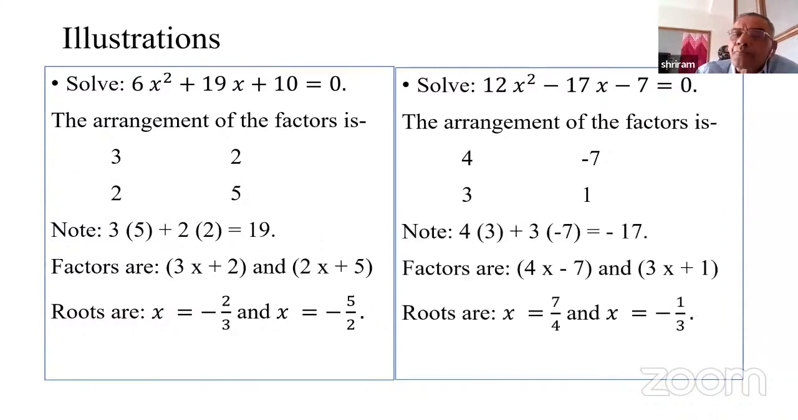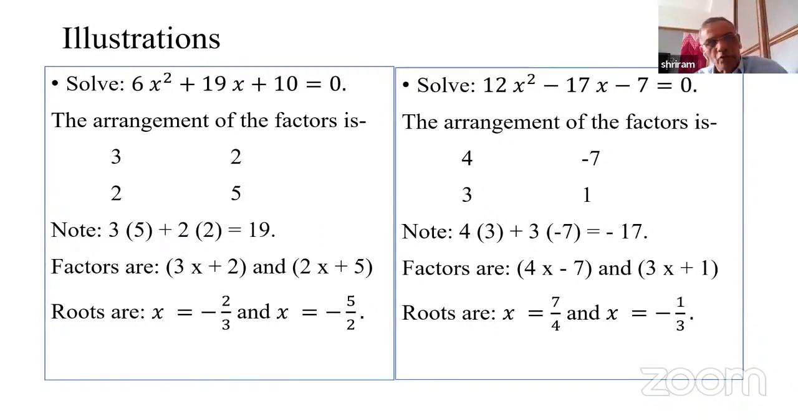Naturally, the answers are 4x minus 7, one factor, 3x. Remember, factors are to be written horizontally. Don't write the factor 4x plus 3. No. Or minus 7x plus 1. No. The factors will be 4x minus 7, horizontal choice, and 3x plus 1, to give me the roots 7 upon 4 and minus 1 upon 3.